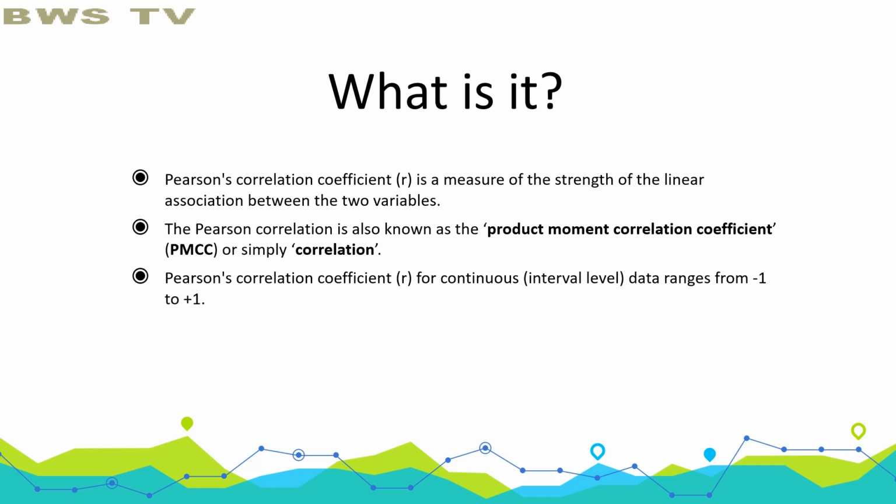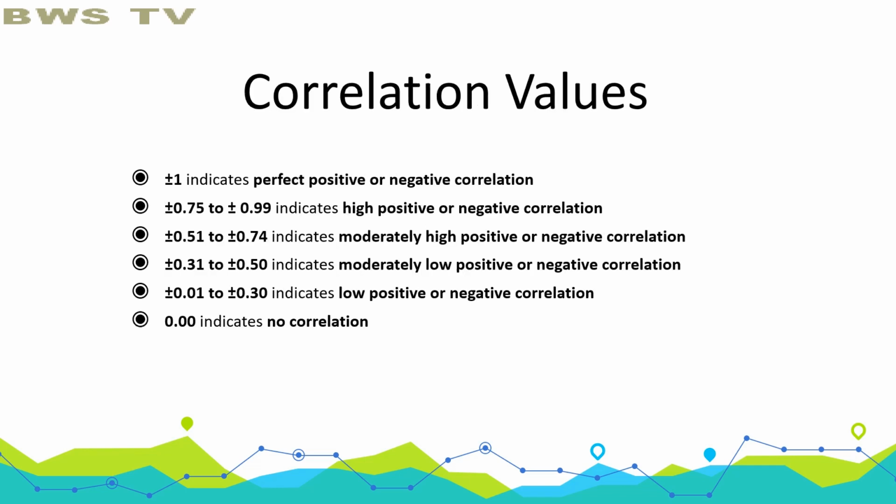The Pearson's R is also known as product moment correlation coefficient, or PMCC, or simply the correlation. Pearson's correlation coefficient for continuous data ranges from negative 1 to positive 1. Any calculated values that are greater than positive 1 and lesser than negative 1 mean that there is something wrong with the calculation. Here are the correlation values for the Pearson's R. In the preceding slides, examples of positive, null, and negative correlation in graph will be shown.